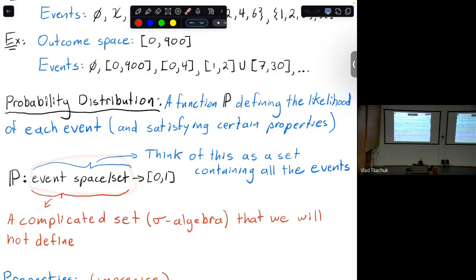And I'm just going to vaguely tell you that for this course, you can just think about an event as any possible subset of outcomes of the outcome space. So it's just a set of outcomes. And that's going to be totally fine. But the issue comes when we have an uncountable set of outcomes.